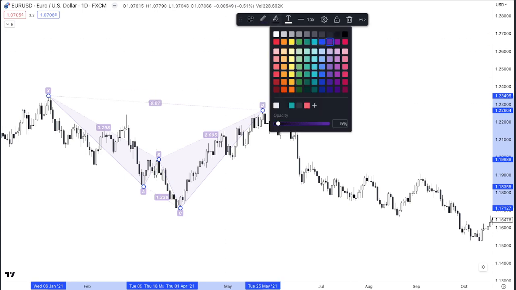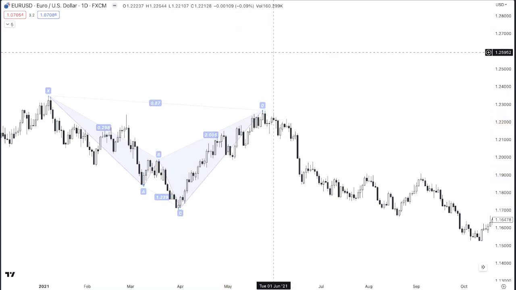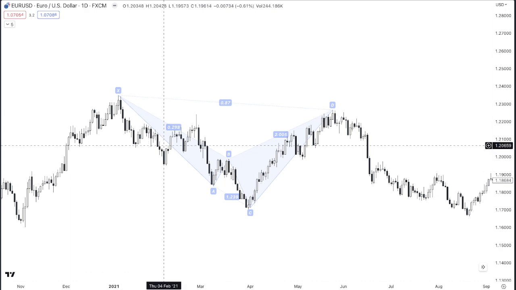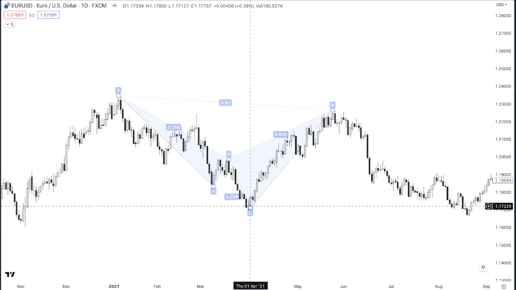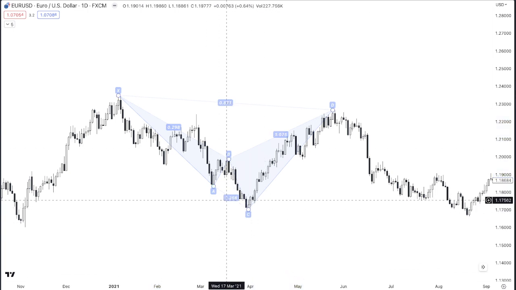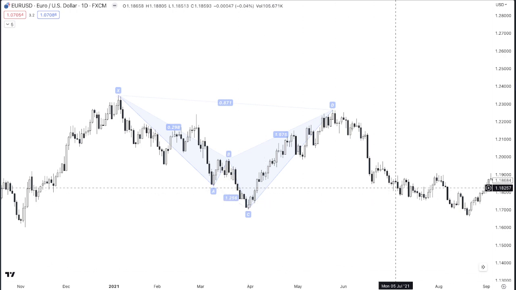Sharks I always like to color blue because it's like the ocean. But we do have a valid 1.3 would be pretty much valid for the shark. This actually, whoops, would be totally valid because it's within the 1.0 plus or minus 0.05. So it's just shy of 1.3, which is fine.